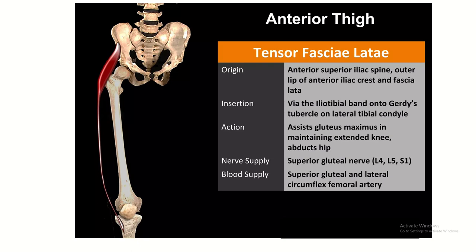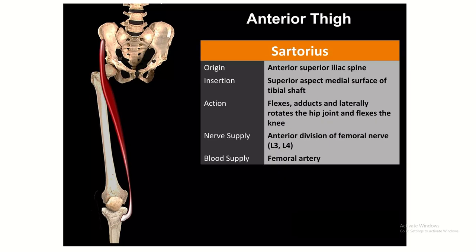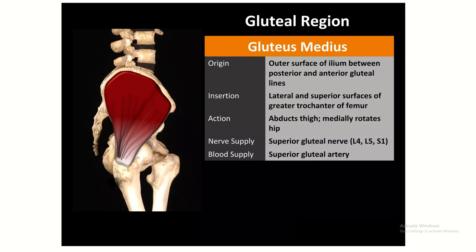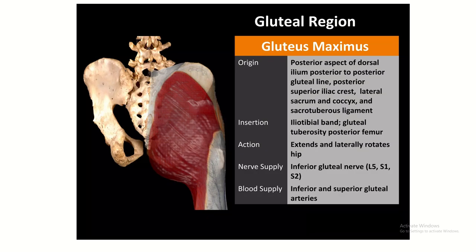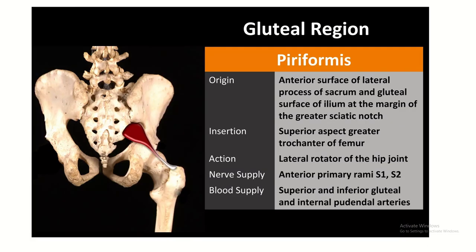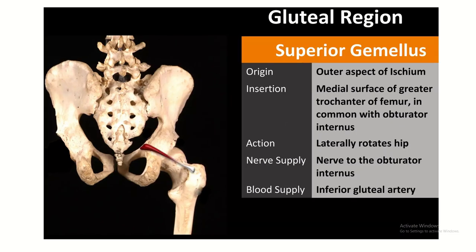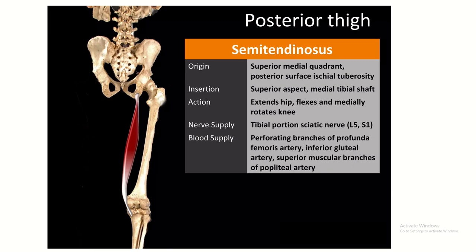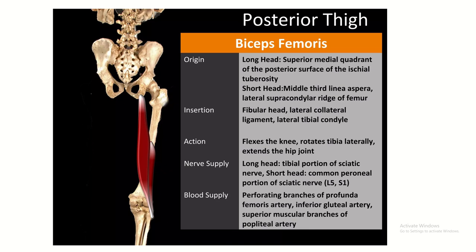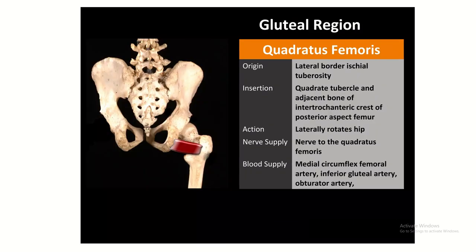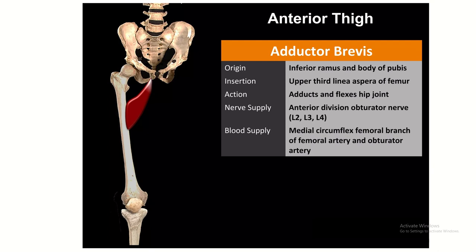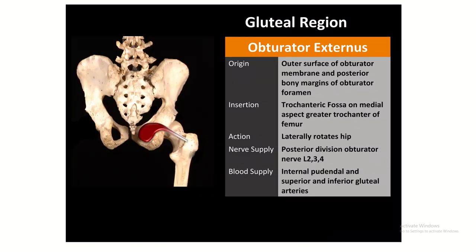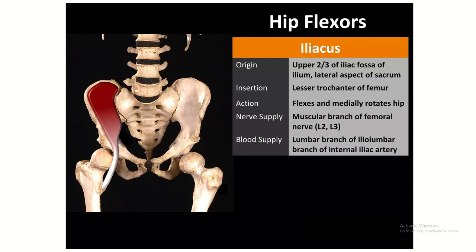Muscle summary: tensor fasciae latae, sartorius, gluteus medius, gluteus minimus, gluteus maximus, piriformis, superior gemellus, semitendinosus, biceps femoris, semimembranosus, quadratus femoris, adductor magnus, adductor brevis, adductor longus, obturator externus, rectus femoris, iliacus.